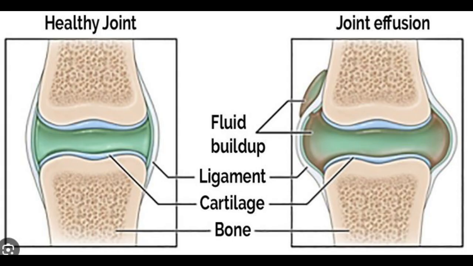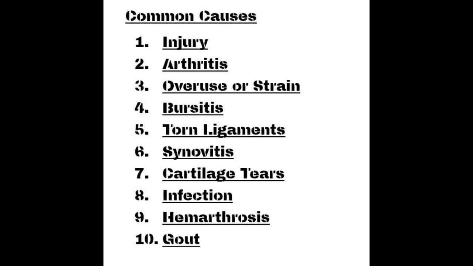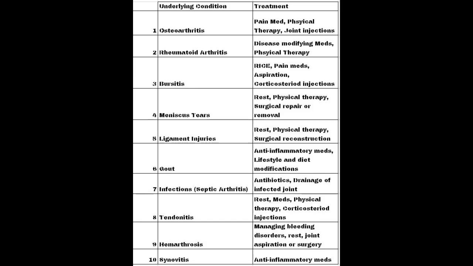The bulge test is used to detect small effusions, fluid accumulations, in the knee joint. To perform the test, the examiner strokes upward on the medial side of the knee to displace fluid, then taps the lateral side of the knee to observe for a bulge of fluid. Treatment depends on the cause of the effusion but may include addressing underlying conditions and managing inflammation.